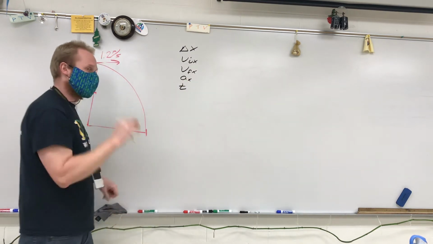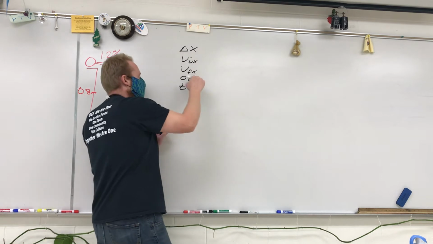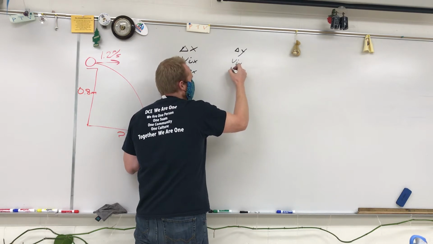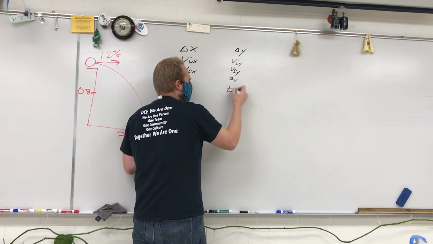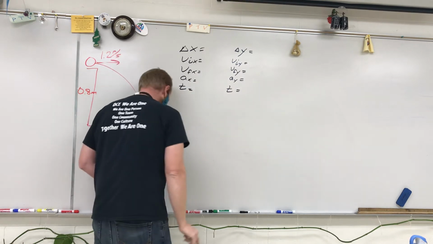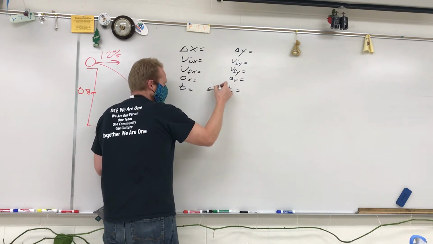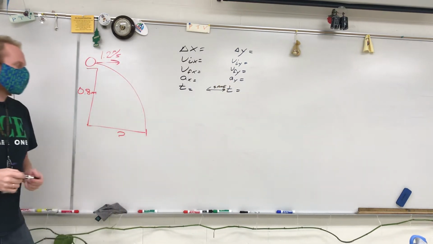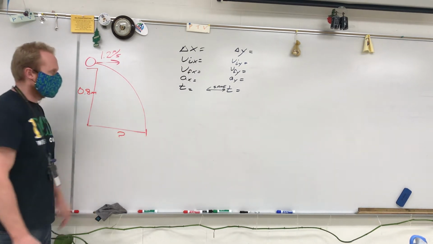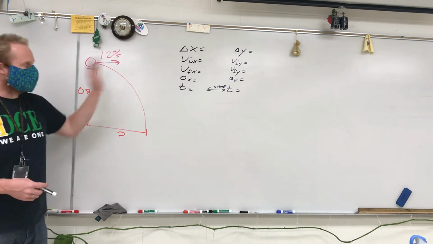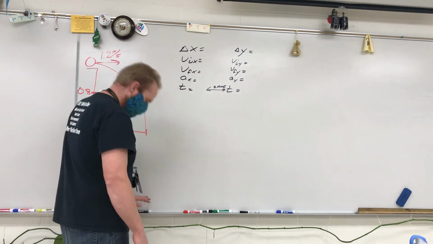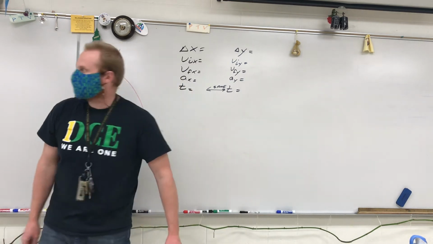So I make a list of both problems. I have a delta X, VIX, VFX, AX, and a T. And I have a delta Y, I have a VIY, I have a VFY, I have an AY, and I have a T. The last thing is, because they're moving simultaneously through both the X and the Y, moving down in the same time interval as moving left and right, my times are going to be the same. The amount of time it moves in the X is the same as the amount of time in the Y. Black marker is done. My green marker is for the next problem.